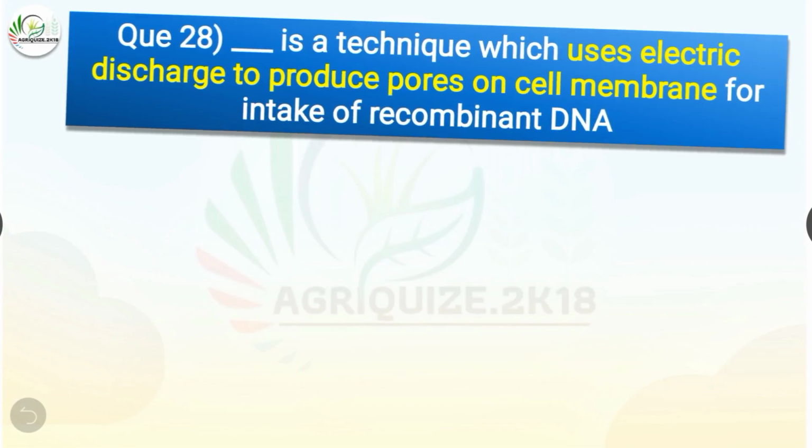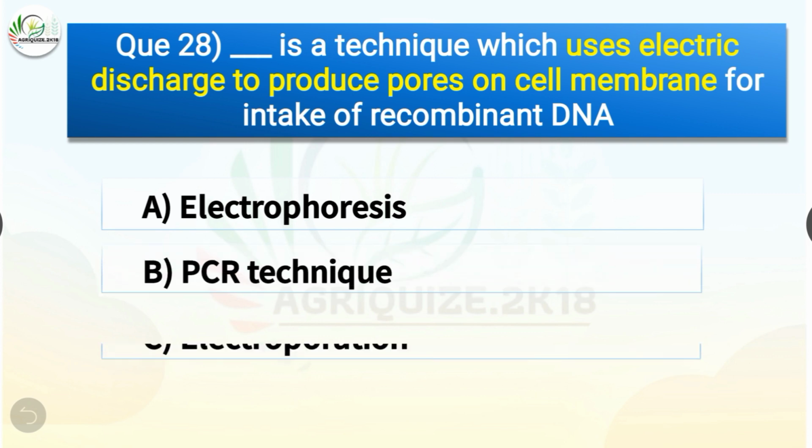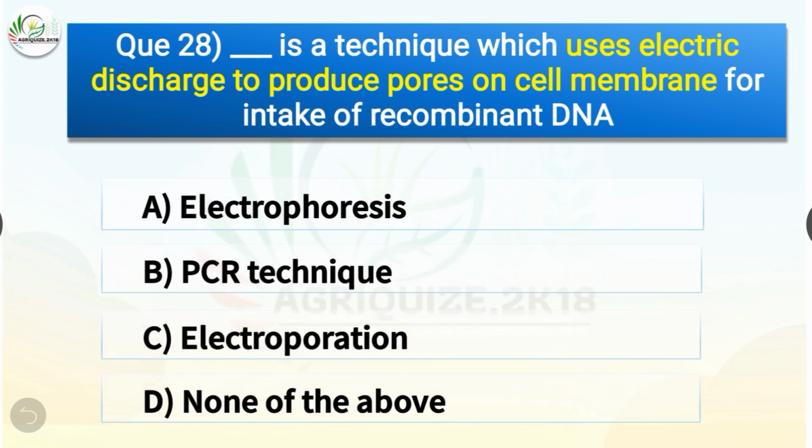Question number 28. Dash is the technique which uses electric discharge to produce pores on cell membrane for intake of recombinant DNA. The options are electrophoresis, PCR technique, electroporation, or none of the above. The correct answer is option C, electroporation. So electroporation is the technique which uses electric discharge to produce pores on the cell membrane for intake of recombinant DNA.